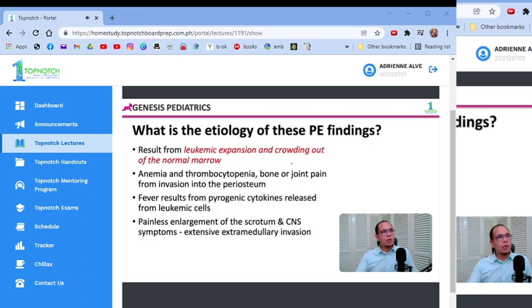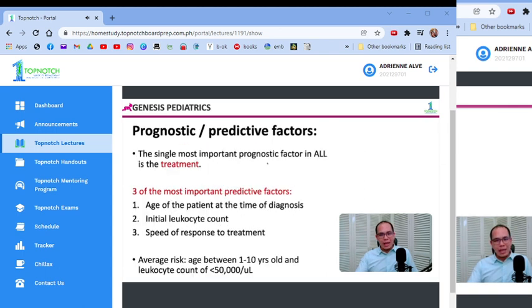Okay. So, I've already discussed this. So, ito yung mga sinasabi ko. How do the symptoms manifest? Okay. You can have painless enlargement of the scrotum and CNS symptoms also in leukemia. Okay. This is very commonly asked in a lot of board exams.